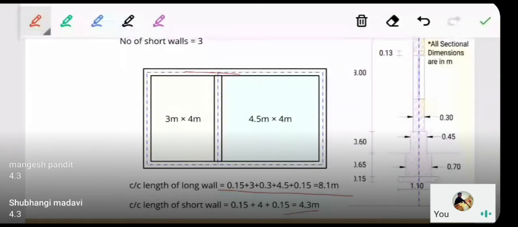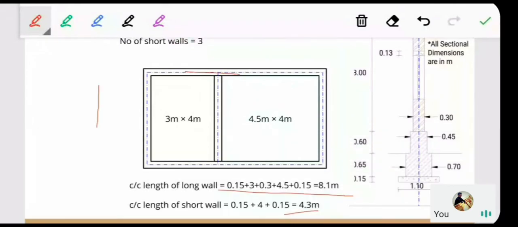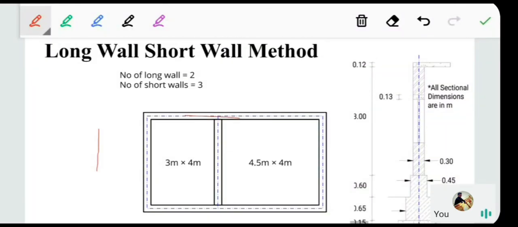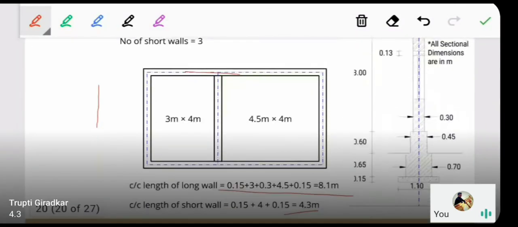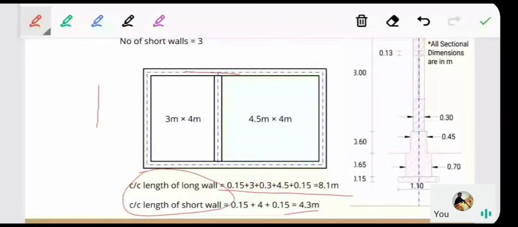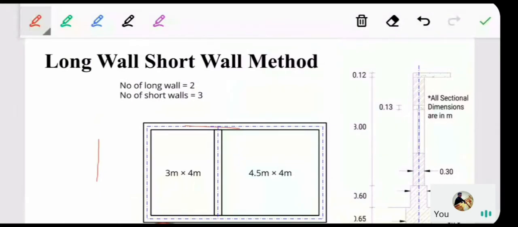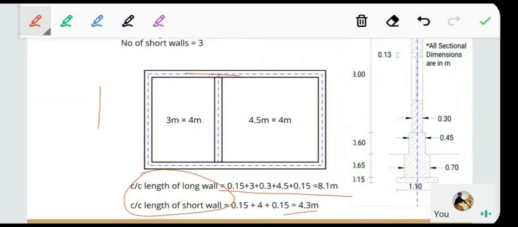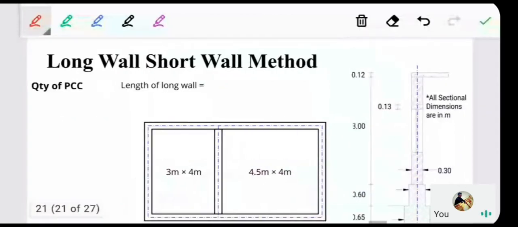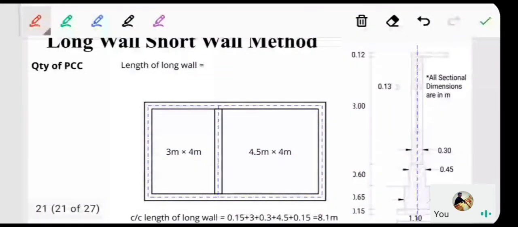Now once the number of long walls and short walls are fixed, and the center to center line length for all of the long walls and short walls are calculated, then we move towards the calculation of the quantities for the various items of the work. So our first item of the work is PCC. Again, tell me the length of the long wall for the PCC.